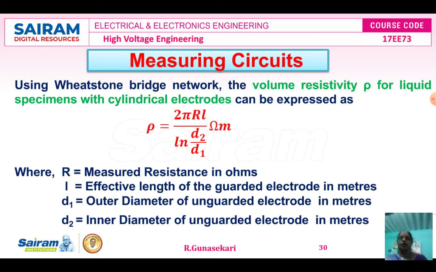In this formula, rho is the volume resistivity for the liquid specimen. The shape of the electrode is cylindrical. Capital R represents the measured resistance in ohm. Then L is the effective length of the guarded electrode in meter. D1 is the outer diameter of the unguarded electrode in meter. D2 represents the inner diameter of the unguarded electrode in meter.